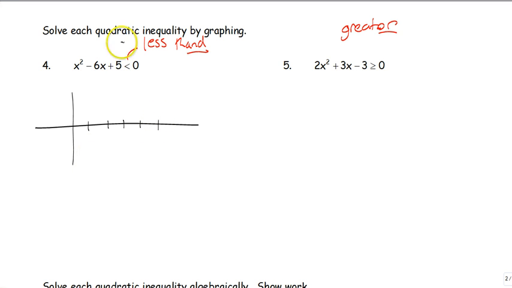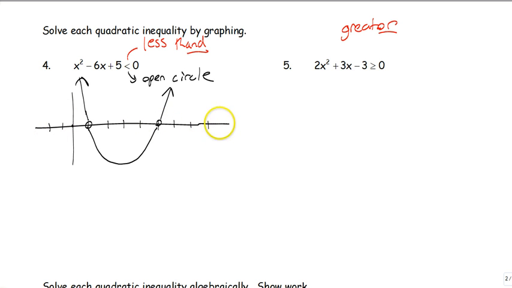Now, here's what you have to look at. This is not equal, so you have to have an open circle. And again, when you graph this on your calculator, you should get a parabola that looks kind of like this. Now, I don't care about dotted here. You can dot it if you want, but we're not even looking at the graph itself. We're looking at what values of x will satisfy that. So we're looking at this number line here. That's it. But I do need to see the sketch.